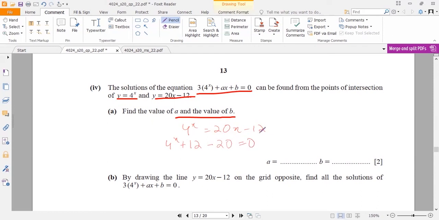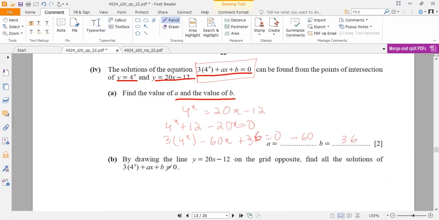What I have to do is compare this equation with this one, so I need to bring it into this form. For this purpose, I need to multiply this equation by 3. So it will be 3(4^x) minus 60x plus 36 equals 0. If I compare this equation with this one, the value of a is minus 60, and the value of b is 36. Okay, now come to part b.